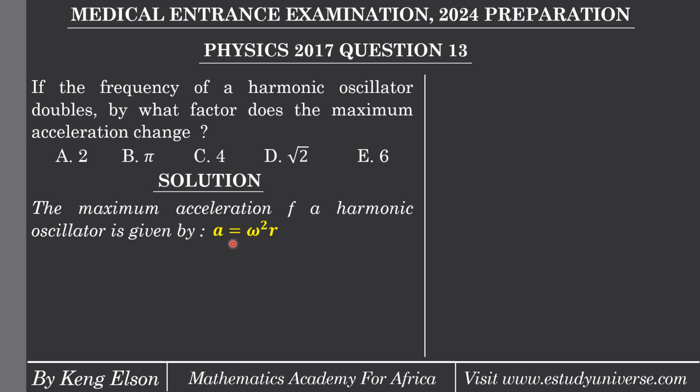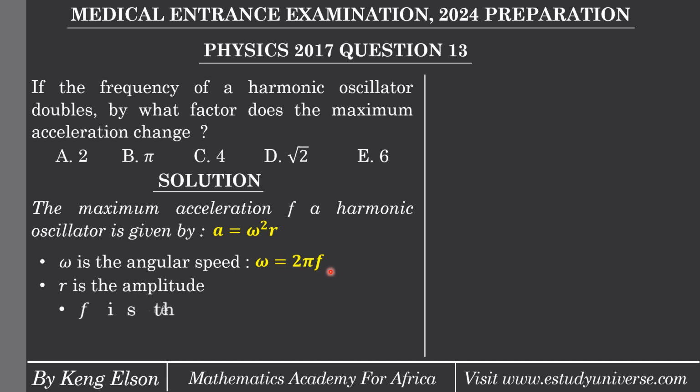Okay, now omega here and r here have their own definitions. Omega is what we call the angular velocity, and it is given by 2 pi f, where f is the frequency and r is the amplitude. So since we have information about the frequency, we can clearly write the maximum acceleration in terms of the frequency by replacing omega with 2 pi f. So the maximum acceleration becomes (2 pi f) all squared times r, because it is omega squared r.